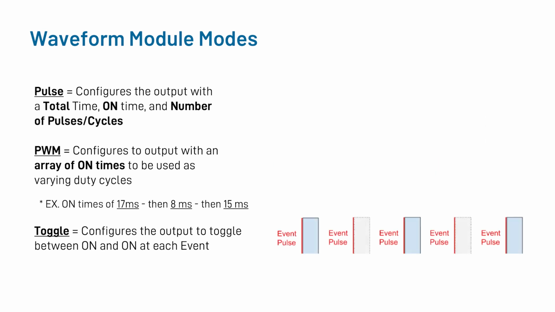Finally, the toggle mode will cause the output waveform to toggle on or off each time an output event from the event module occurs. So each time an event occurs from the event module, the toggle mode will switch between turning the physical output on and turning it off.